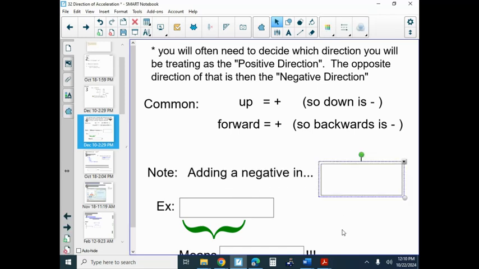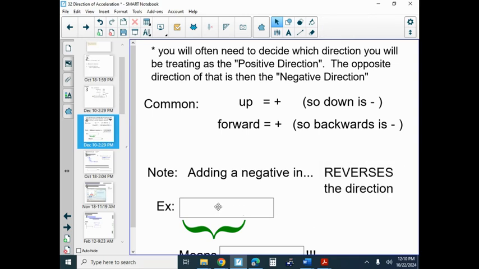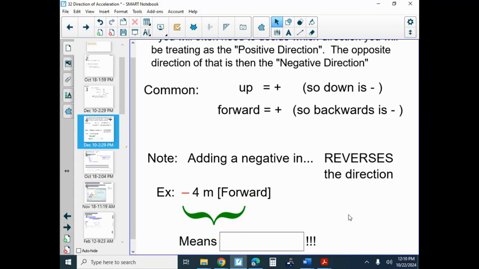So adding in a negative to values changes the direction, of course, right? So if you had a statement like -4 meters listed as forward, so -4 forward, of course, would mean the opposite of forward. Okay, it means backwards. That's one thing to get under control right away. So this word doesn't necessarily mean the direction. The negative has the power to flip that. I think that makes sense, right?